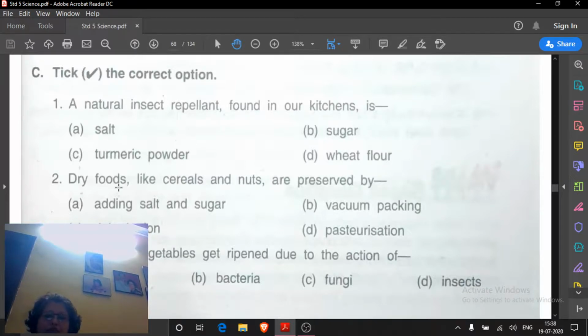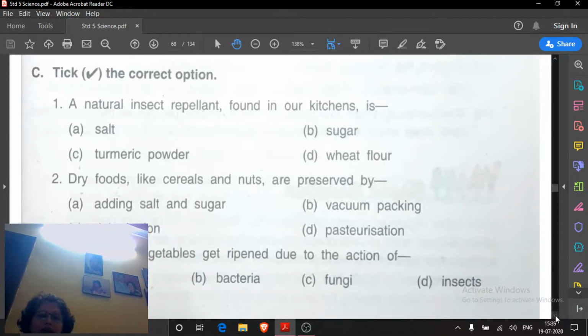Next, dry foods like cereals and nuts are preserved by, how are they preserved? By adding salt and sugar? No. By dehydration? No. Then vacuum packing. What will be the correct answer? Vacuum packing. Then, fruits and vegetables get ripened due to the action of which? Enzymes, bacteria, fungi, insects. 4 options are written. Which option will be correct? Yes, enzymes. But if it is more than the required quantity, then fruits and vegetables may spoil also.